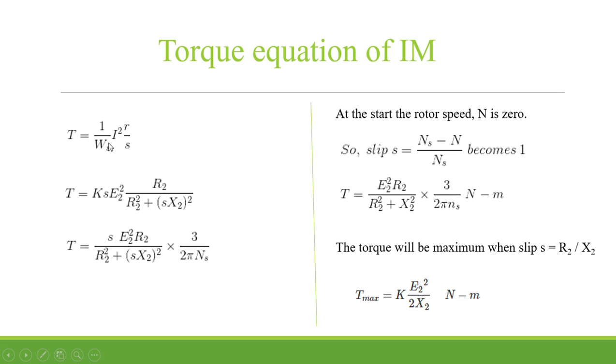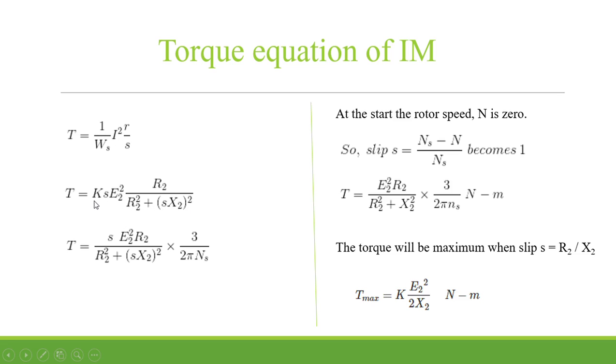Here, 1 upon omega s, where omega s is 2 pi into ns. This is the speed in angular velocity. Then this is the square of the current, and this is the rotor side resistance divided by slip s. This can also be written with some constant k, and I is s times e2 divided by the square root of r2 square plus (s times x2) whole square. So the current can be given as this.